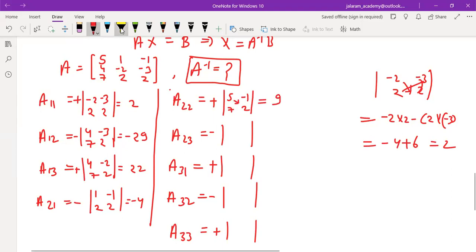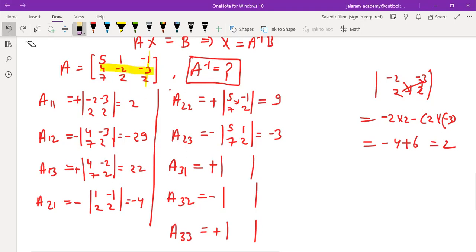Again A23. So A23 is obtained by deleting second row, third column. So the matrix will be 5, 1, 7, 2, which is equal to 5 2s are 10 minus 7, 3, and when multiplied by minus it becomes minus 3.